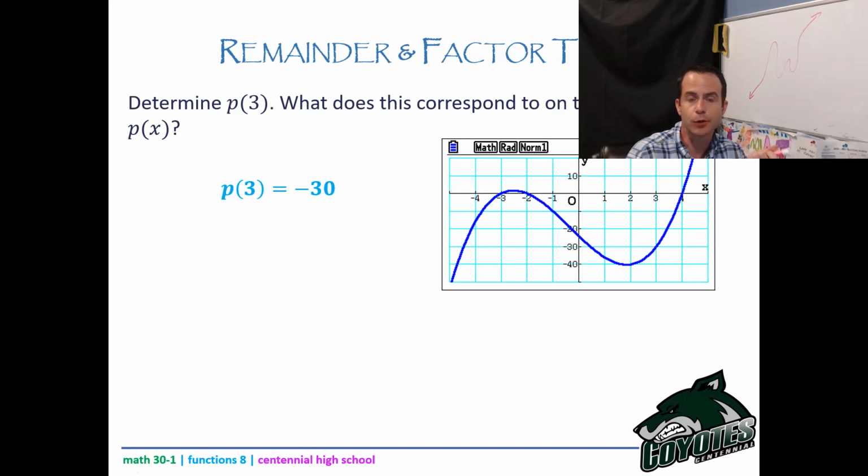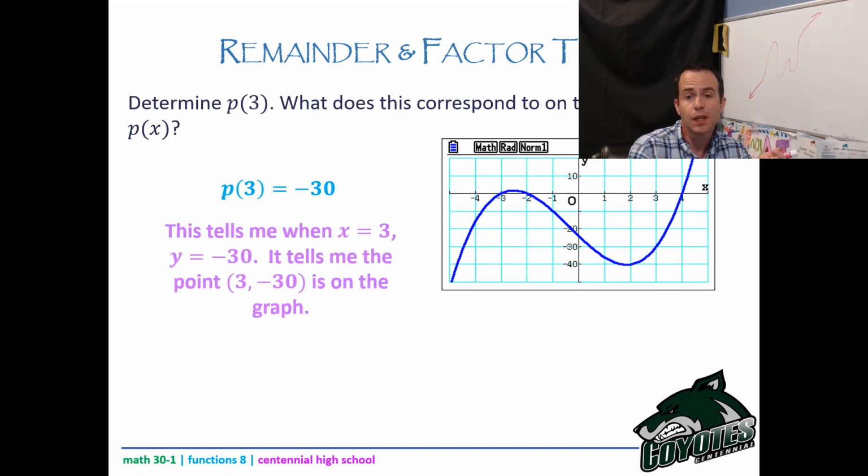Now, what does that correspond to? It actually corresponds to an x and a y value together. So it's a point, essentially. It's a point that is on this graph. This tells me when x is 3, y will be negative 30. It tells me that the point 3 comma negative 30 is physically on that graph, okay?